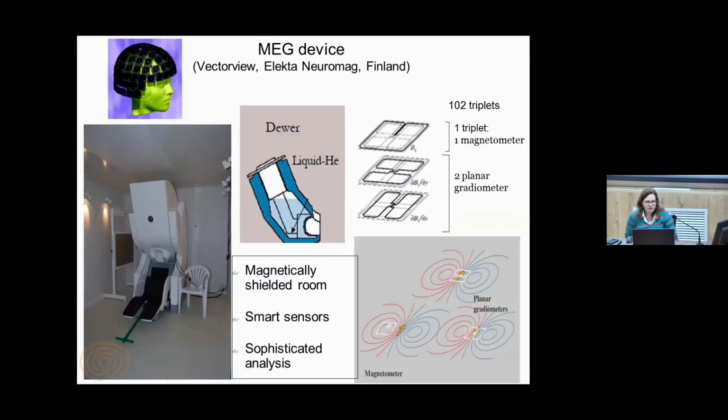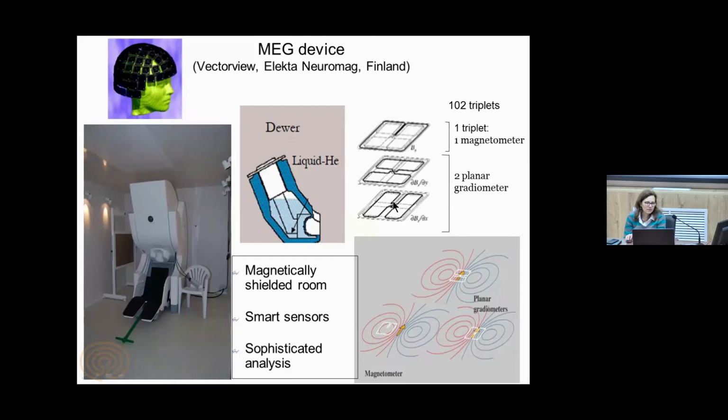Good. So here I describe to you one of the MEG machines used in Finland, and also the only MEG machine in Russia, which is in the Moscow MEG Center, and which is now used together with the High School of Economics Center for Cognitive Science. It has a great magnetically shielded room. It has smart sensor SQUIDs, and most of the MEG machines now have around 300 sensors. In Elekta MEG, it consists of 102 triplets, and each triplet consists of 1 magnetometer and 2 planar gradiometers.